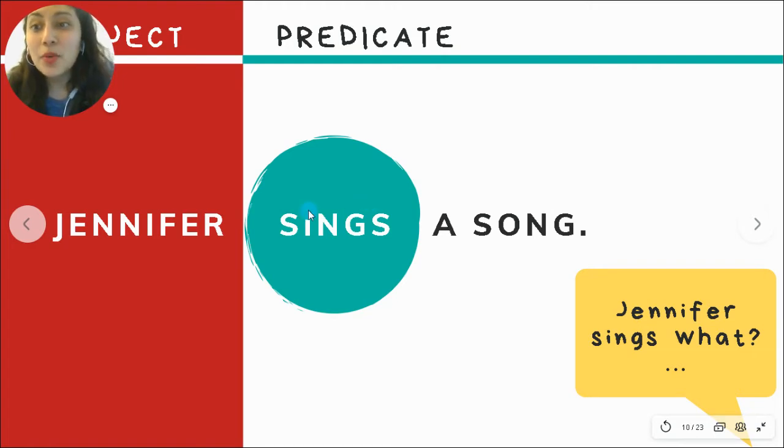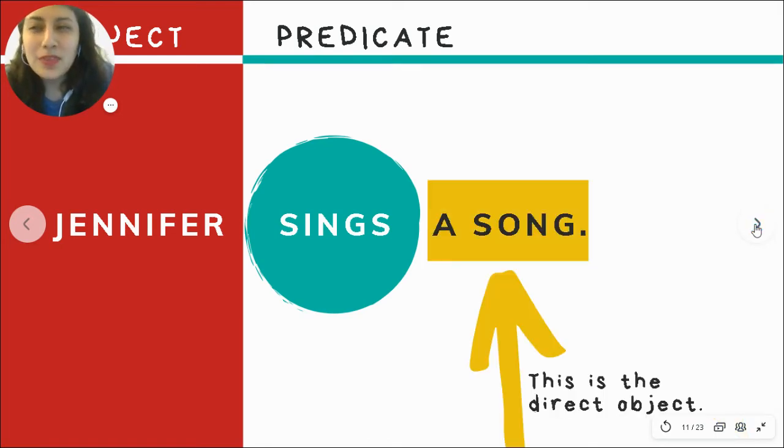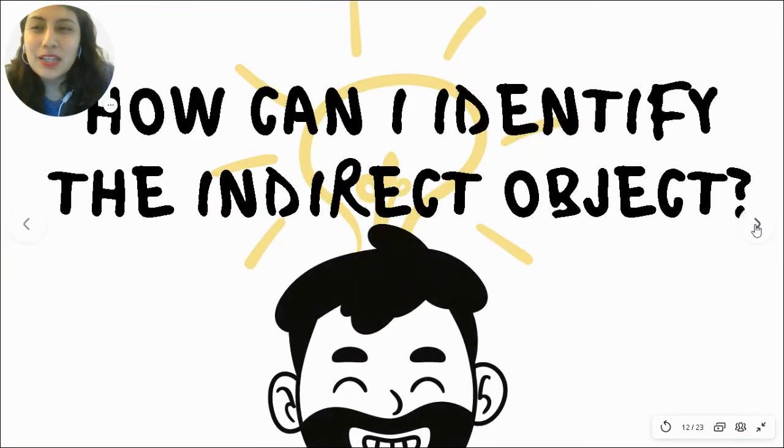So now that we know what is the subject and what is the verb, we can ask the question. And we say, Jennifer sings what? Jennifer canta ¿qué? Una canción, a song. So that is the direct object. And let's see if there is an indirect object in the following exercise.